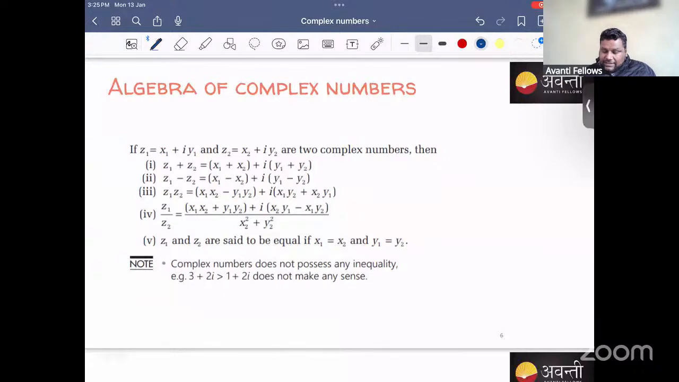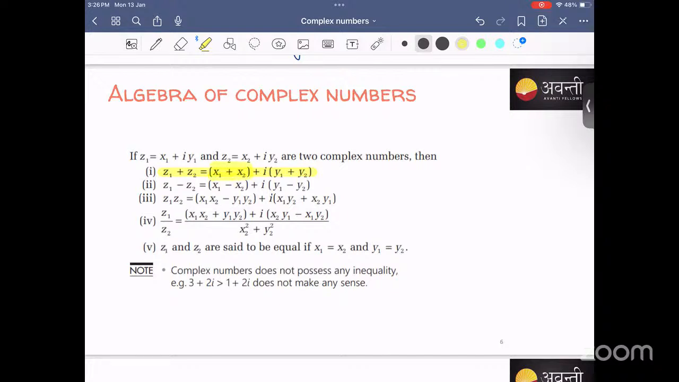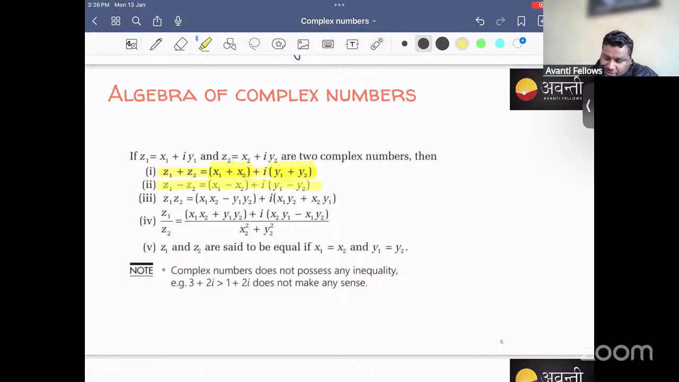Now, algebra of complex numbers. Now, how do we add complex numbers? How do we subtract complex numbers? How do we multiply them? Now see, adding two complex numbers means adding their real parts plus iota times adding their imaginary parts. So if z1 is x1 plus iota y1, z2 is x2 plus iota y2, so z1 plus z2 is what? Add their real parts and here add their imaginary parts. Z1 minus Z2 is what? X1 minus X2 plus iota times Y1 minus Y2.